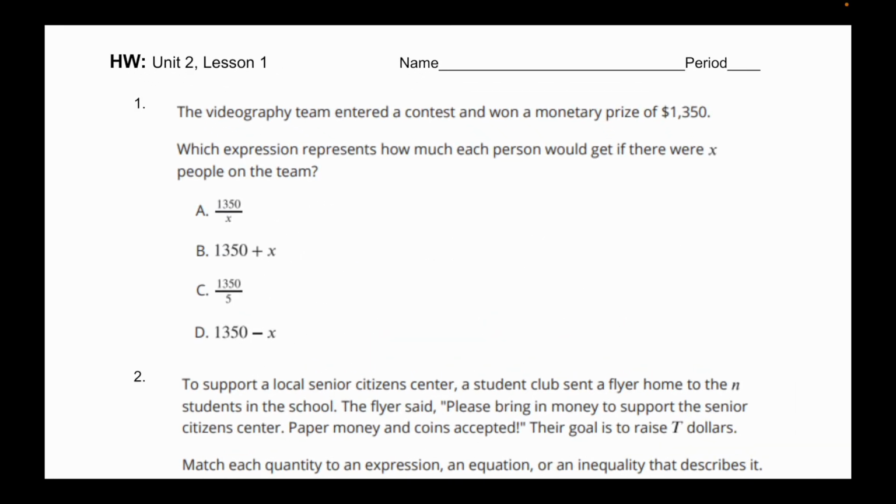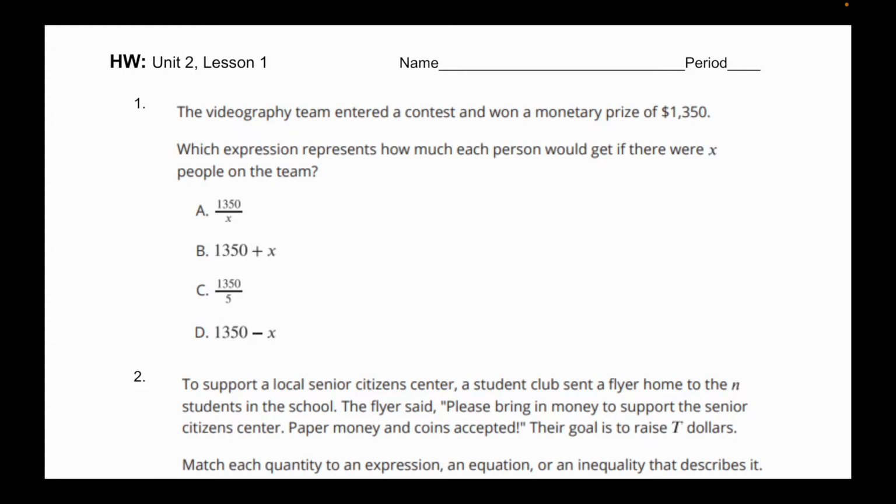And in this video, we're looking at the Unit 2, Lesson 1 cumulative practice problems from Illustrative Math Algebra 1. So, looking at our first question here, we have the videography team entering a contest and winning a monetary prize of $1,350. So, which expression represents how much each person would get if there was X number of people on the team? Okay, so we are choosing what we get here.